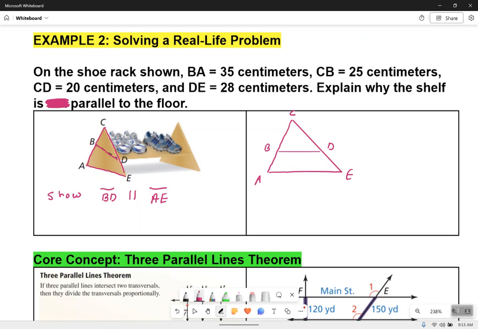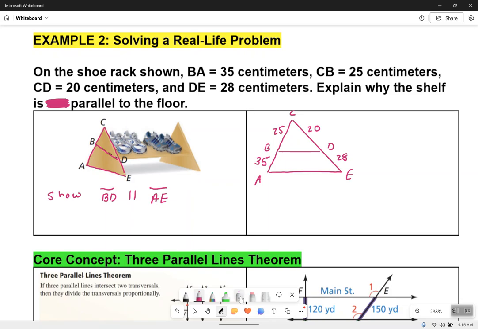Kids, what's the first distance we know? BA is what? 35. And this is going to be a little out of scale, but don't worry about it, okay? What else do we know? C to B is what? 25. What other sides do we know? 20. And DE is what? Okay. They want us to prove that the segment from B to D and the segment from A to E are parallel. Here's how I'm going to do that, kids.